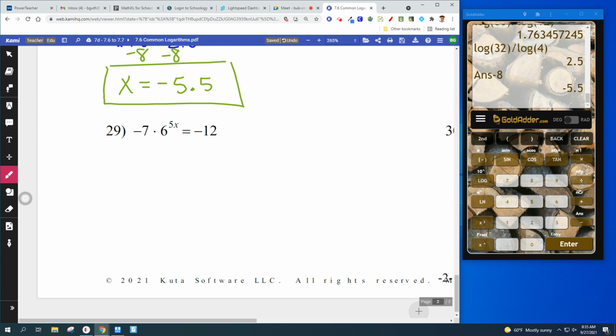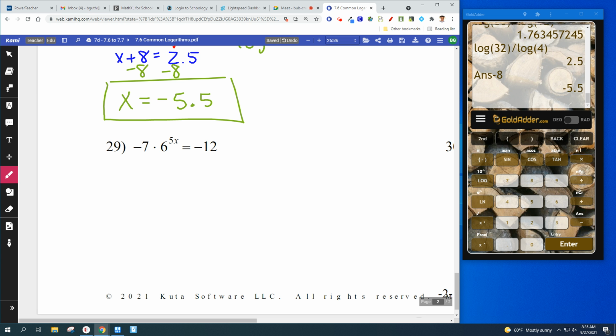Okay. Is this the last one, 29? So we're just trying to isolate the variable, right? We're undoing stuff. Okay. Anybody know what the first thing I'm going to have to do to undo? Very good. Let's get rid of this negative 7. So let's divide by negative 7. All right. And that's going to give me 6 to the 5x equals whatever that is, negative 12 over negative 7. I'd go ahead and do negative 12 over negative 7.